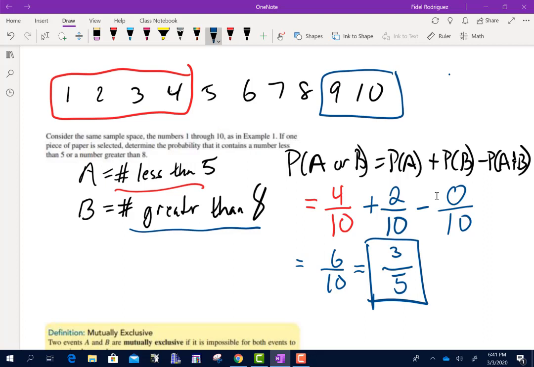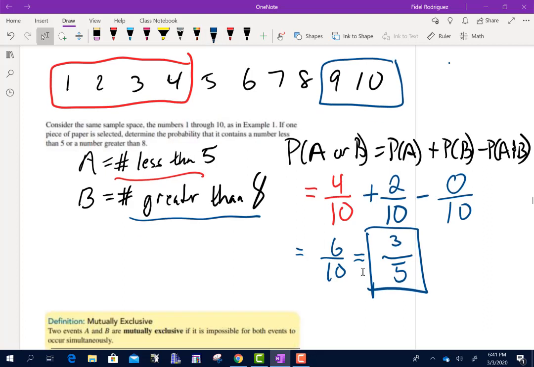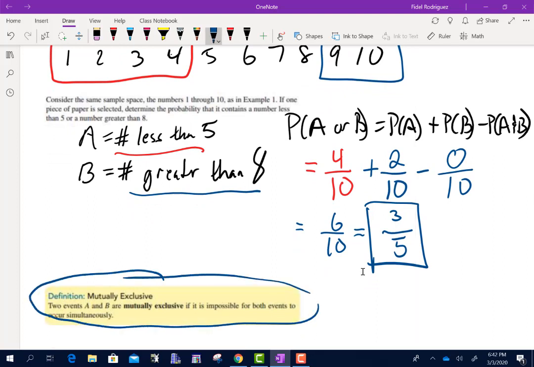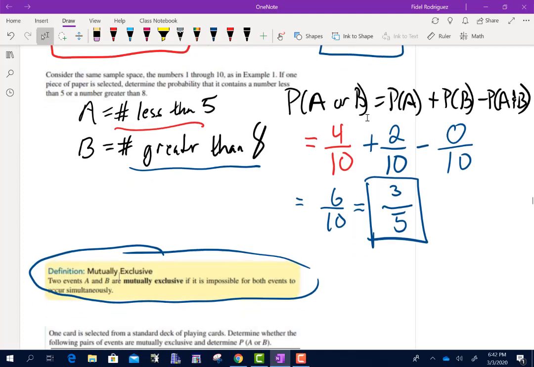Okay. Now, these are what we call mutually exclusive events, right? Mutually exclusive means it's impossible for both events to occur simultaneously. So if you notice, again, there were no numbers that were both less than 5 and greater than 8, okay? All right.